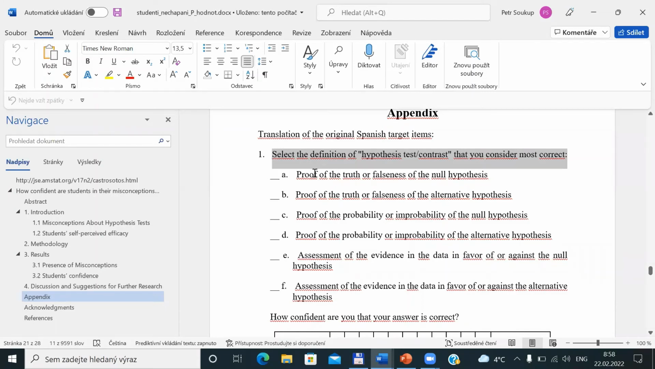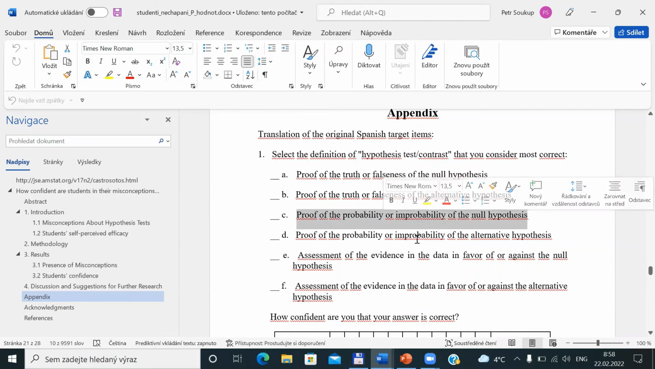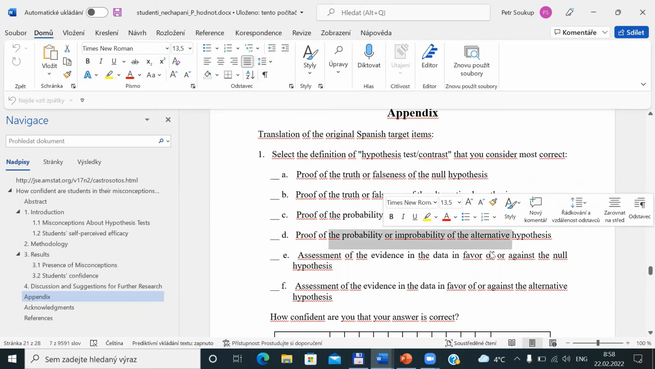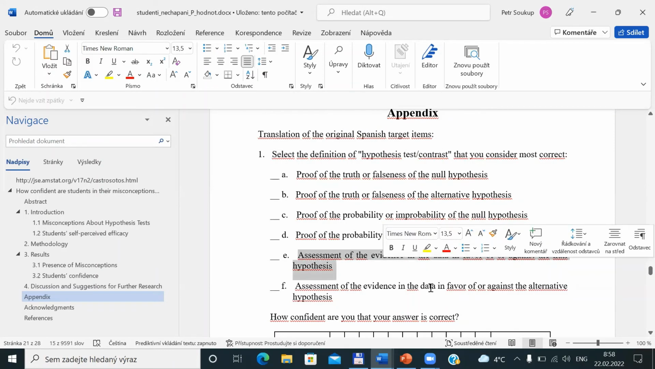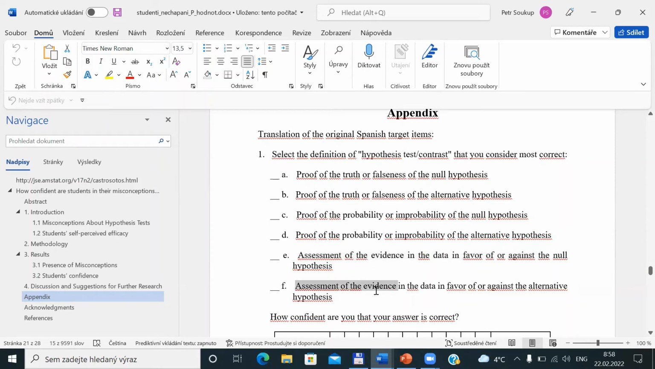So here we have that a hypothesis test is saying a proof of truth or falseness of the null hypothesis, or the same for the alternative. So these 2 are paired. Then proof of the probability or improbability of the null hypothesis, once again about the alternative. And then it could be assessment of the evidence in the data in favor of or against the null hypothesis. And it can be assessment of the evidence once again, by analogy based on the alternative hypothesis. So, which statements are true and which are not?